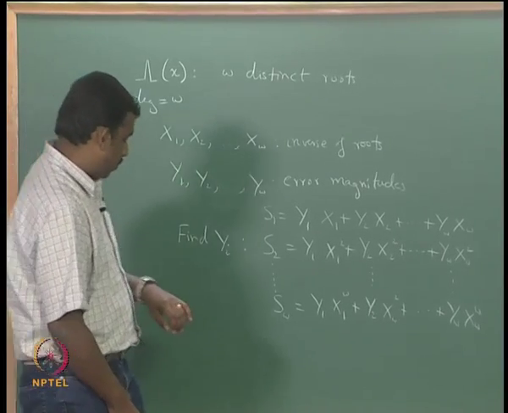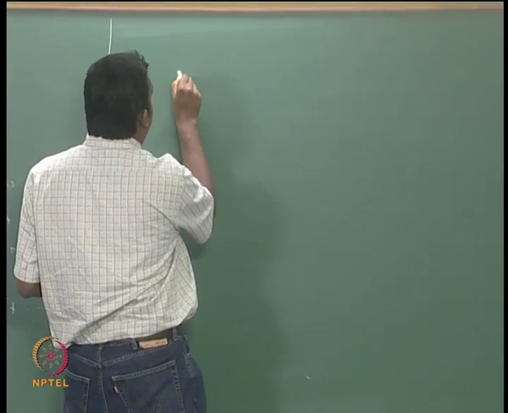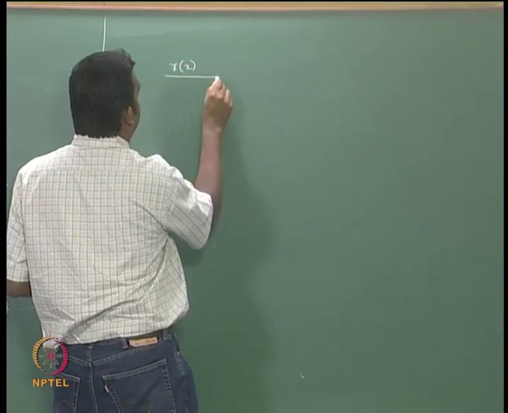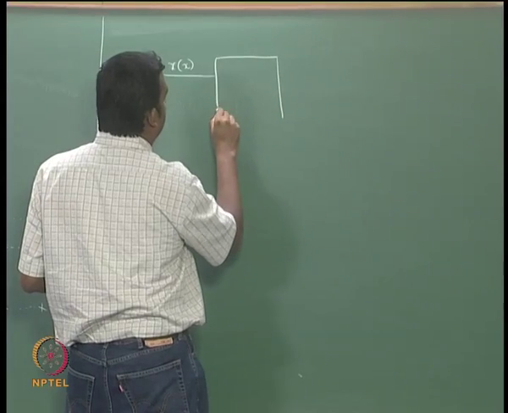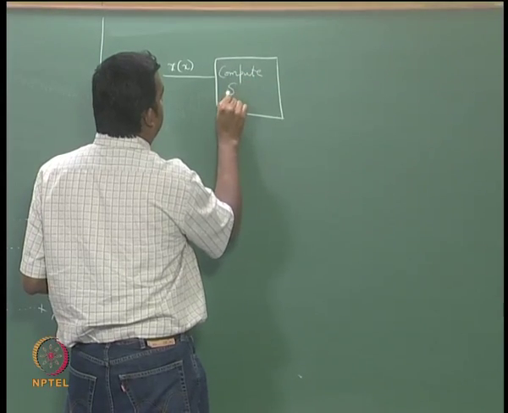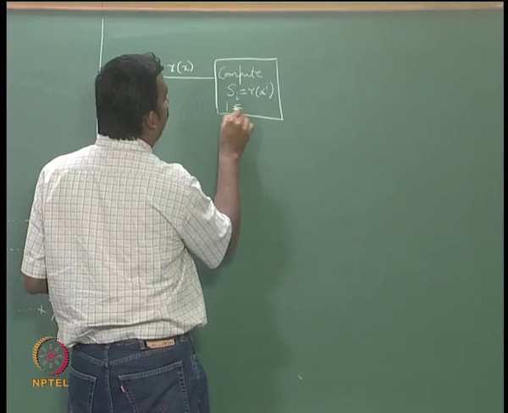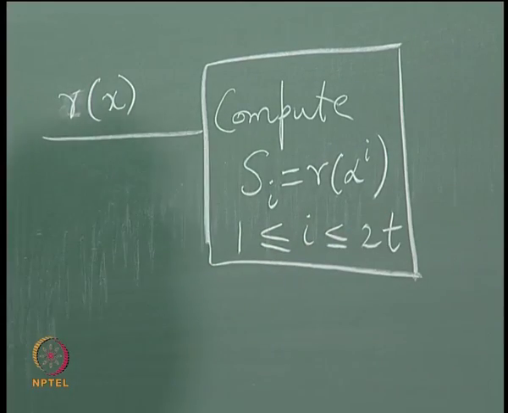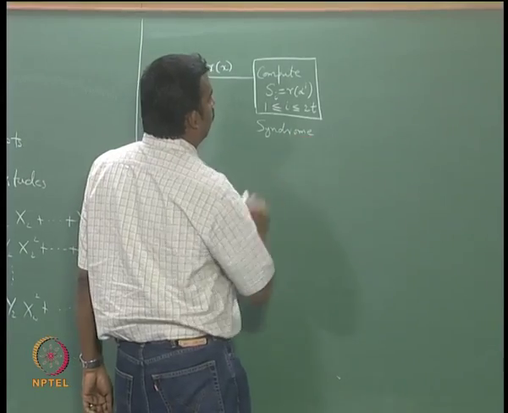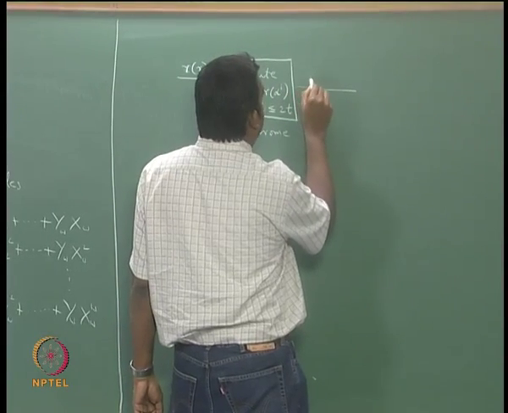Okay. So let's summarize in the next 5 minutes or so. We'll summarize the Reed Solomon decoder. Okay, so it's a complicated kind of decoding. You have an R of X. The first step is to compute Si to be R of alpha power i, going from 1 to 2t. Okay, so this is basically finding the syndromes. Okay, so at the output of this you will have the Si's.